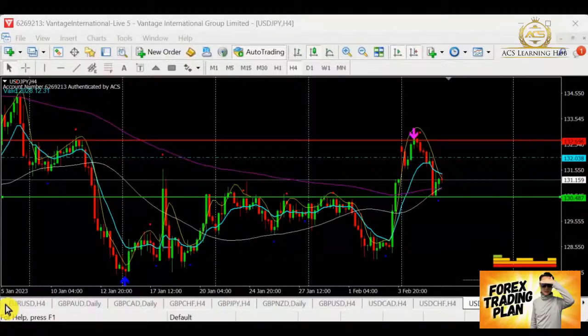We just need to wait for the signal whereby it comes in to go for a selling. So that's what we need to know. We need to wait for it to happen.